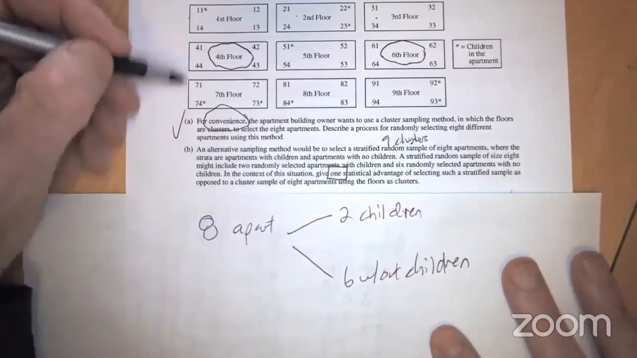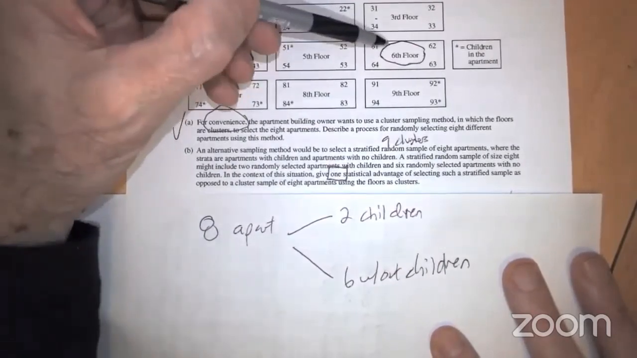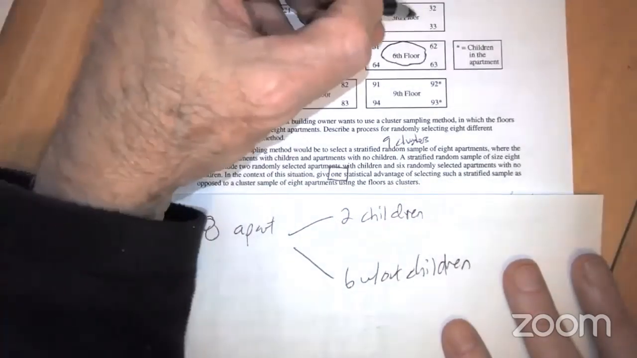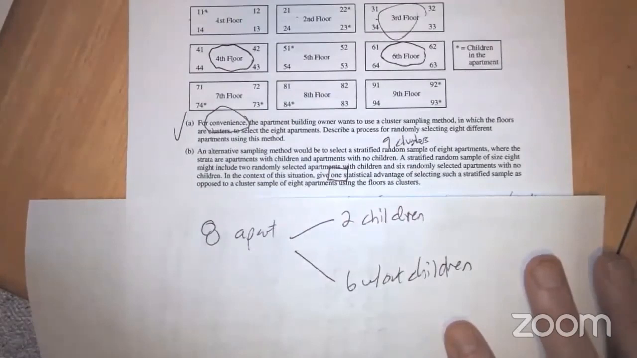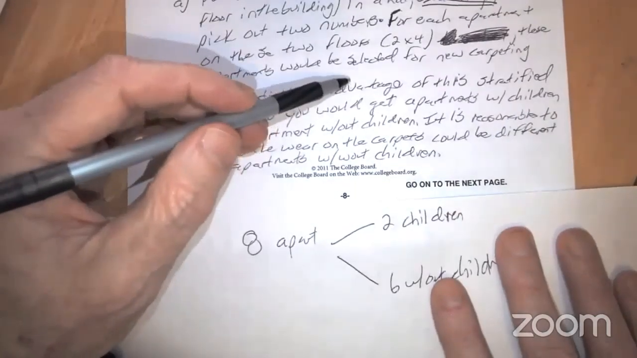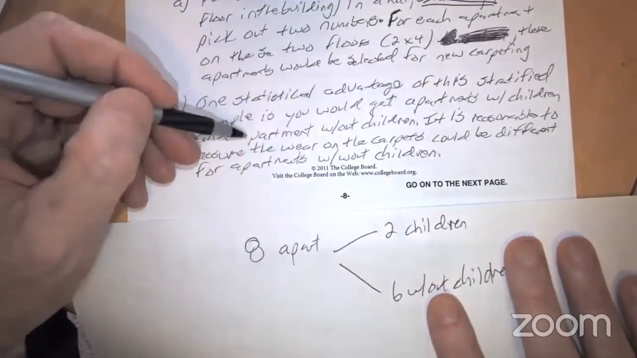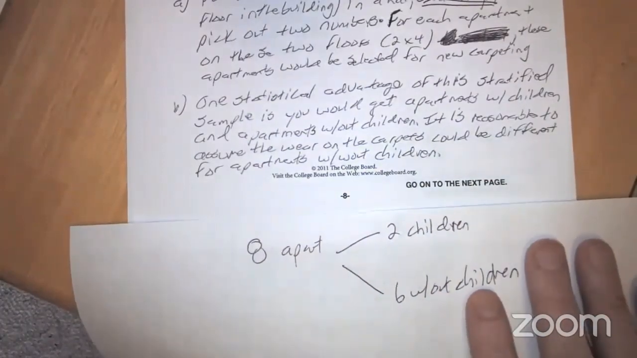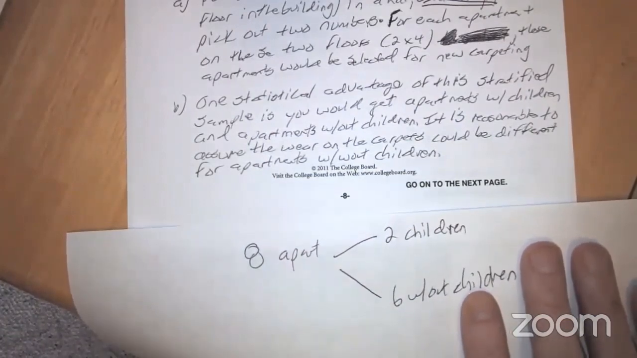the floors as clusters. So I think we already talked about it in part A, the convenience. I theoretically could have picked 2 floors randomly, nothing wrong with that. But if I had picked those 2 floors, or maybe floors 3 and 6 or something like that, I wouldn't have any apartments with children, and that strikes me as not the best design. So 1 statistical advantage of this stratified sample is you would guarantee to get apartments with children and apartments without children, as opposed to the first design where we theoretically could have gotten 8 apartments with no children. So to me, that was the real benefit of the stratified random sampling there.